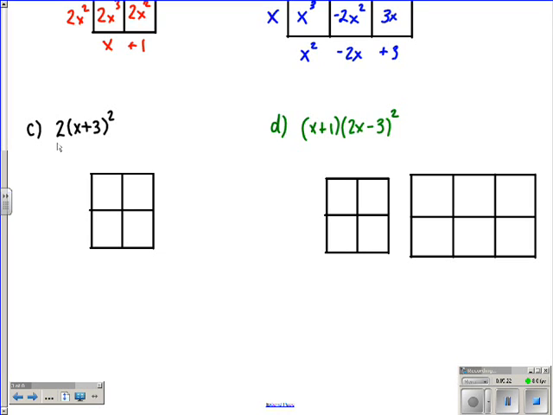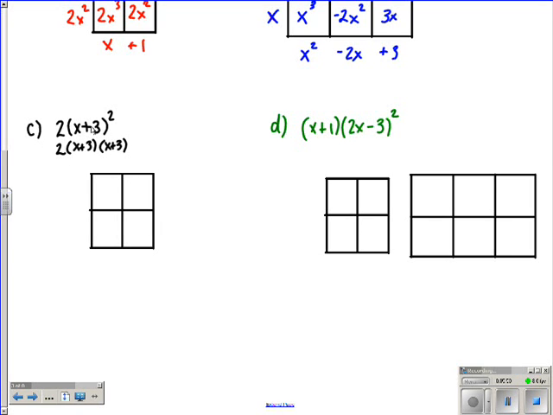This is the same thing here as 2 times the quantity of x plus 3 times the quantity of x plus 3. Now, if you wanted to distribute the 2 through one of these and then multiply it by the third term here, that would be fine. But you can't distribute it through this one and then square it, because it would be like distributing it through both of these.